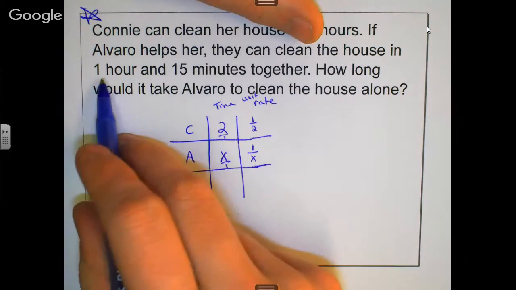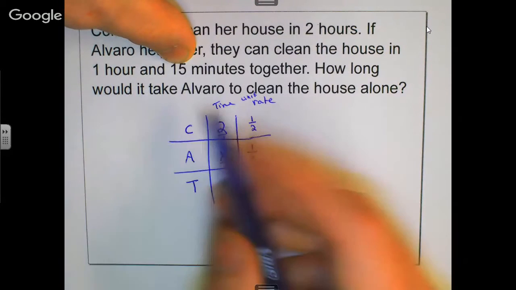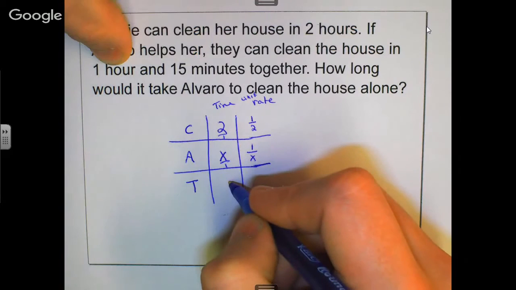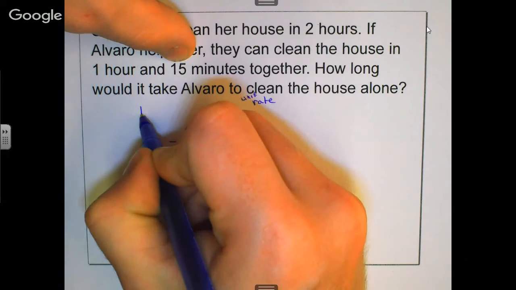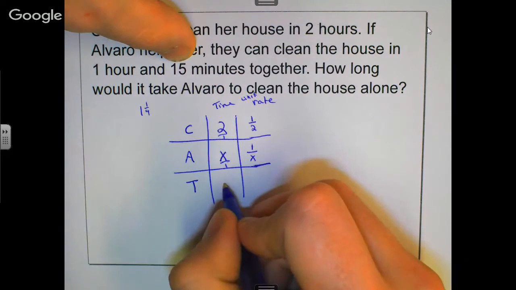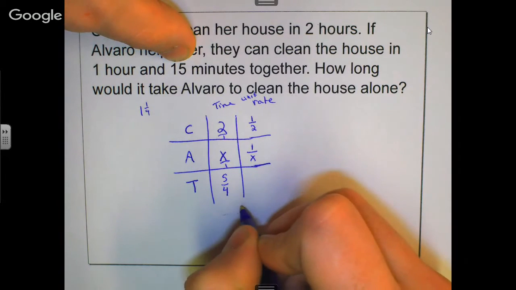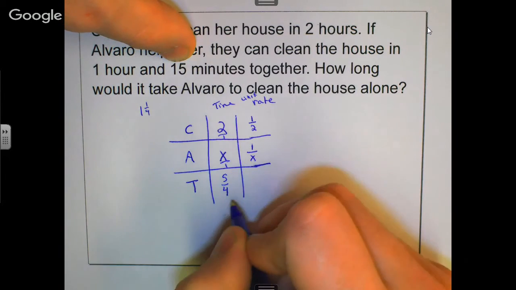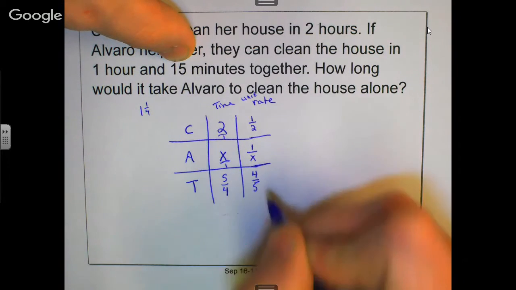Together they can do it in 1 hour and 15 minutes. Well, I need a fraction here. An hour and 15 minutes is 1 1/4 hours. So 1 1/4 would be 5 over 4 to do the whole house. Well, their unit rate, how much house can they clean in 1 hour, is 4/5.